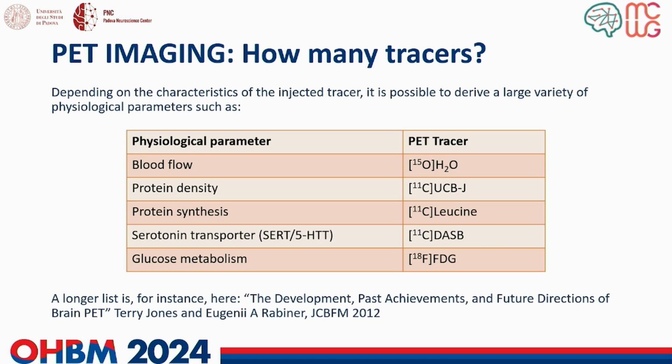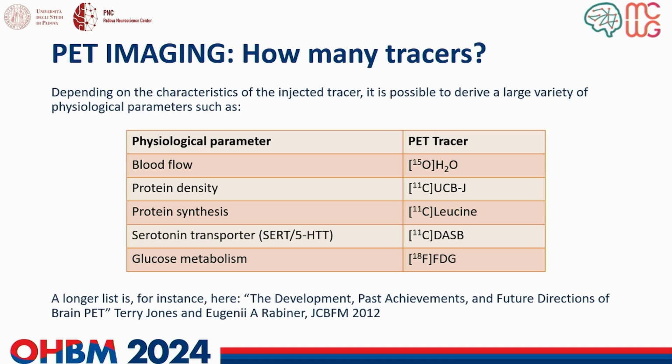So for instance, one of the oldest is water. In this case, it's not marked with C11, but sometimes with another isotope, O15. Synaptic density is one of the last tracers released by Yale University, UCB-J, based on C11 as the isotope. Protein synthesis, so the rate, the velocity at which proteins are produced at each voxel. Serotonergic transporters we can investigate by using DASB, and glucose metabolism, that is another classic PET tracer, is FDG. A longer list you can find in this paper.